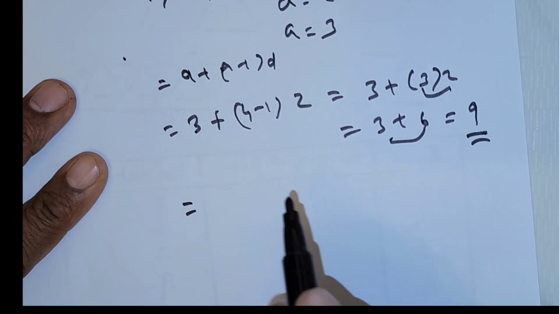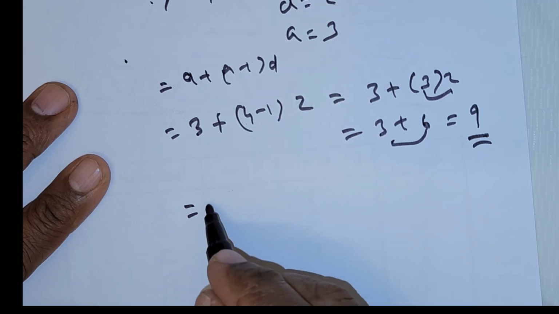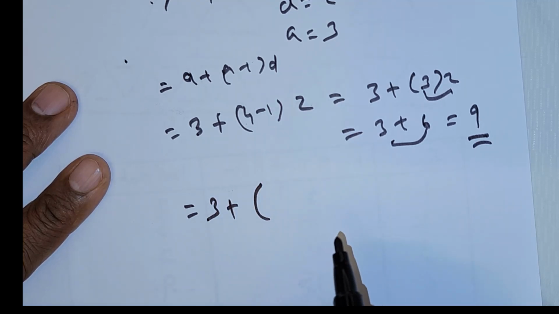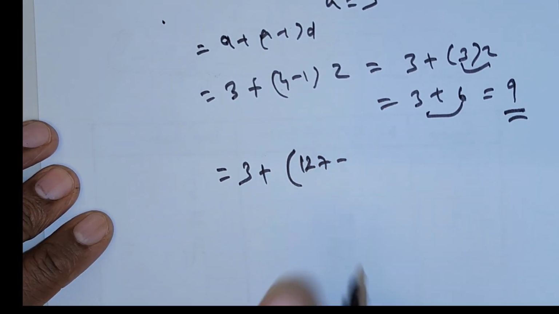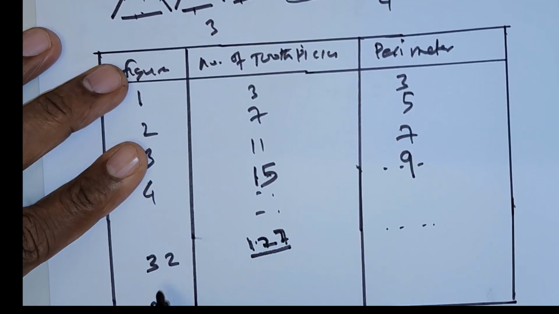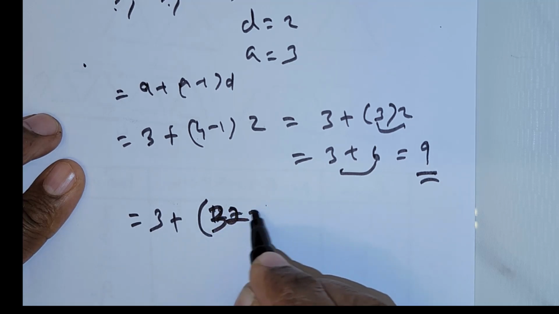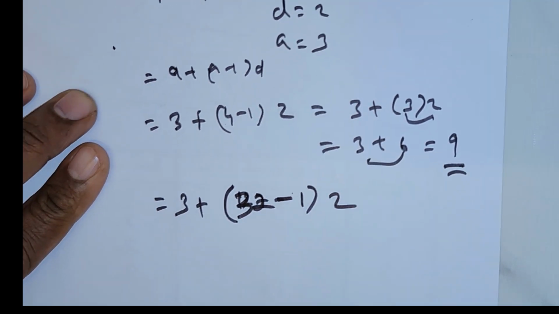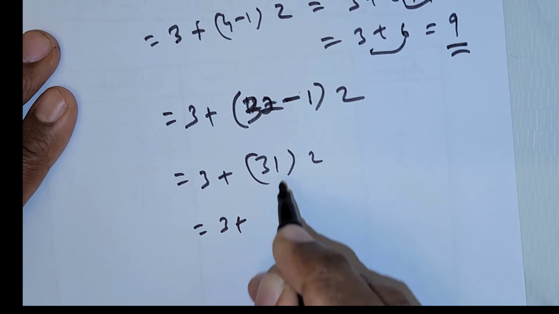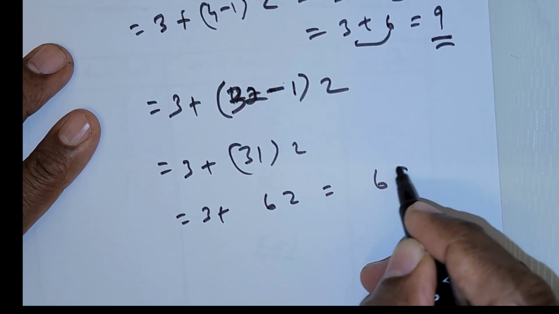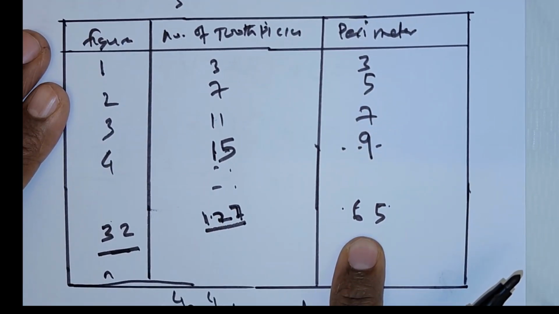So I know the position. The value of a is 3 and 127 is not the position. This figure occurs at position number 32. Okay, 32. So it's 32 there. Minus 1 times the d is 2. So there's going to be 3 plus 31 times 2. So 3 plus, 2 ones are 2, 3 twos are 6, which is going to be 65. So 65 is going to be the solution.